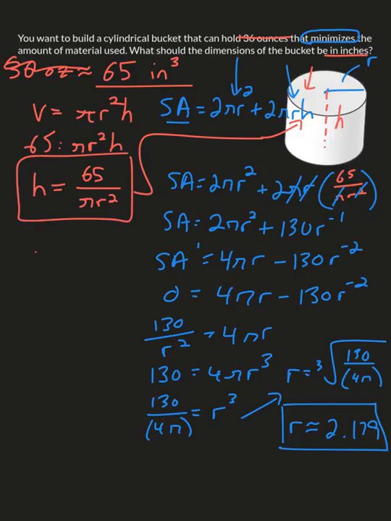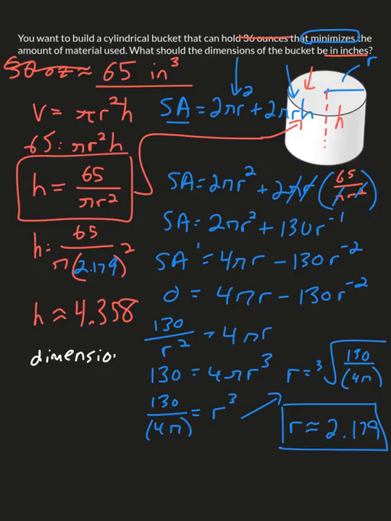So now that we have the radius, we can use the height equation to solve for the height. So the height is going to be 65 over pi times 2.179 squared. And again, same thing, be careful with your parentheses here. It is okay to use the 2.179 approximation. In some contexts, it would be better to use the actual cube root of 130 over 4 pi instead of using 2.179 because that's more accurate, but we don't need to worry about that here. If you want to go ahead and do that, you can, but then you do round to roughly the same number. So we find that the height is 4.358 inches, and now I have my dimensions for my cylindrical bucket.